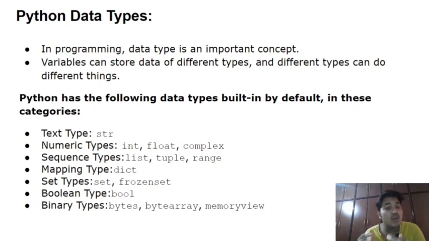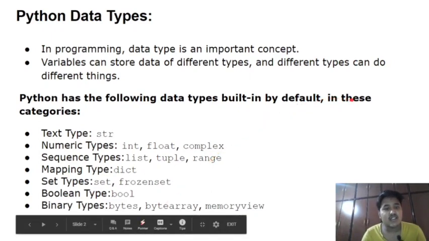Is that clear? Let us take an example. x is equal to 10. So x is a container, it is holding data. x is equal to naga. So x is storing a string type. In any programming language, data types are very important. Is this clear? Python has many inbuilt and default data types.